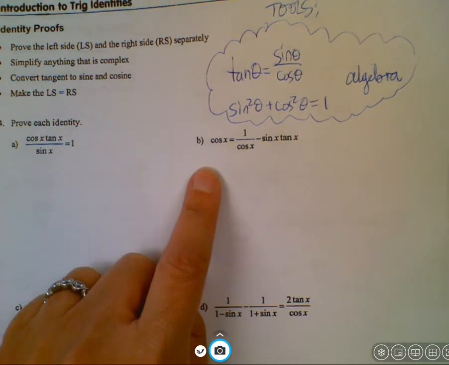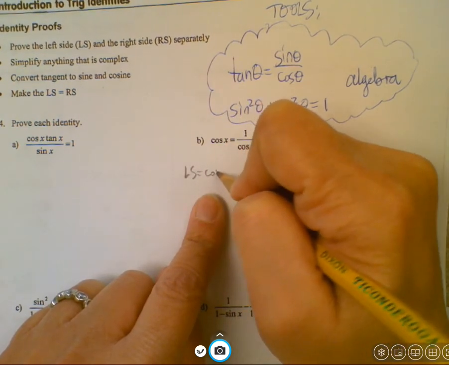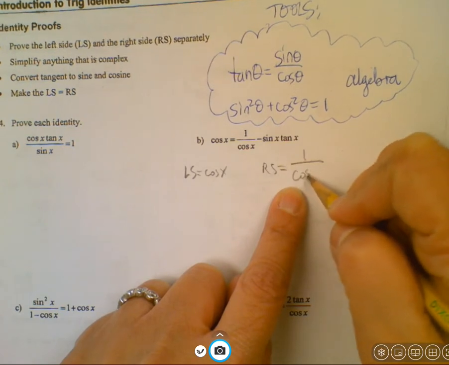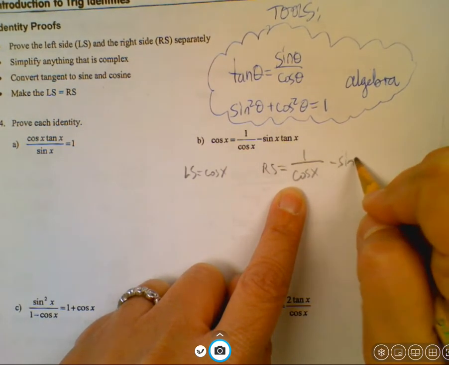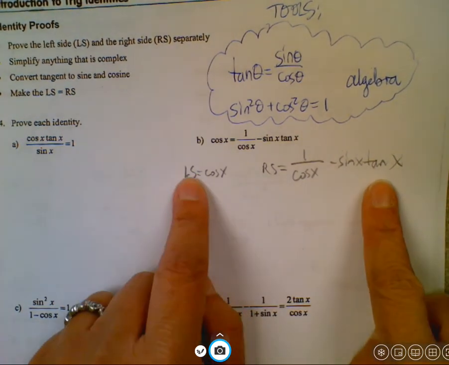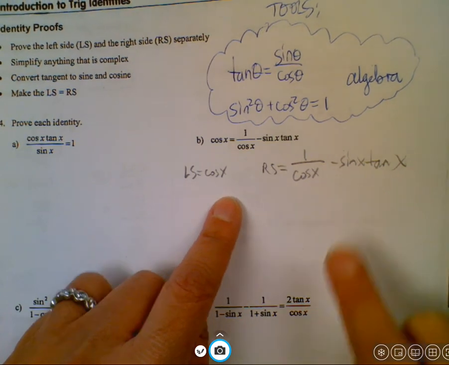So let's look at B. And so we're going to try to do a quick proof. So the left side is cos x, and the right side is 1 over cos x minus sine x tan x. Notice how my first line is always rewriting the question, but on separate sides. Left side, right side. Okay, that's how we start.